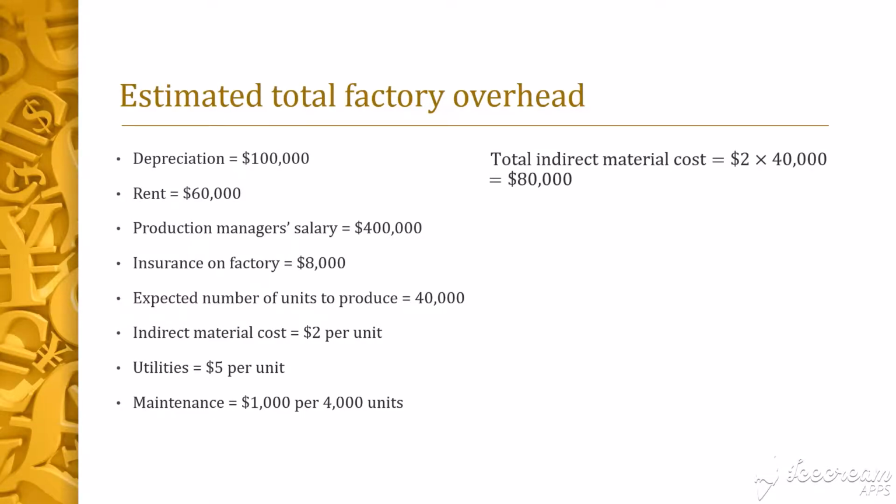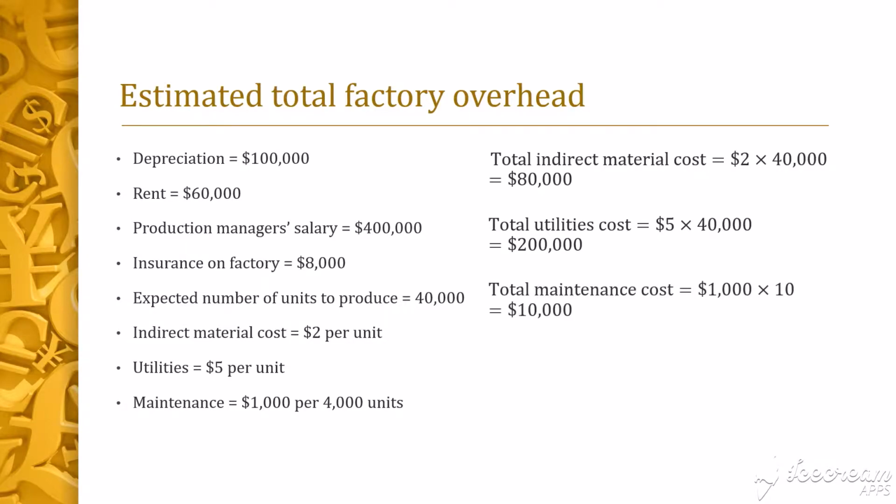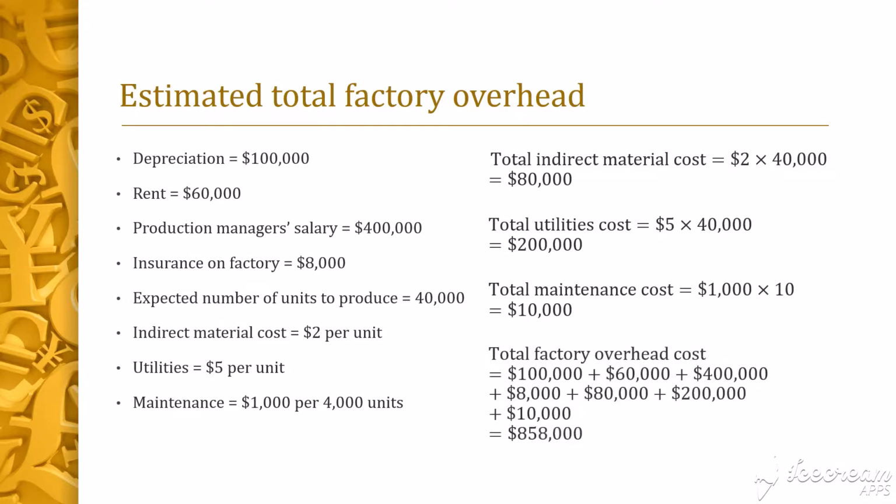The utilities cost will be 5 multiplied by the units produced, giving us $200,000. For maintenance costs, we noted that it is $1,000 per 4,000 units produced. If the company plans to produce 40,000 units for the year, that means the maintenance cost will be incurred 10 times. So we will take 1,000 multiplied by 10, giving us $10,000 for maintenance costs. Hence, if you add all these costs, the total factory overhead cost amounted to $858,000.